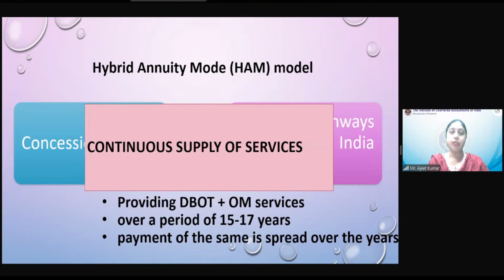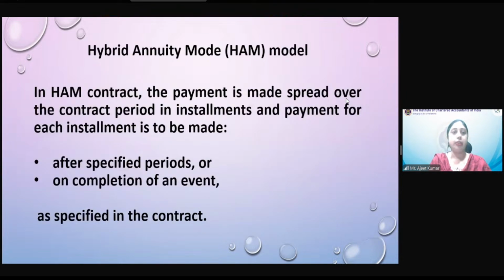So continuous supply of services, all of you got that this was the definition, and as per the definition, at least we can conclude this much, that the hybrid annuity model is a continuous supply of service. Now, the HAM model. Once again, we'll see what is there in the HAM contract. The payment is made spread over the contract period in installments, and each installment is payable either after a specified period or on completion of an event as specified in the contract.